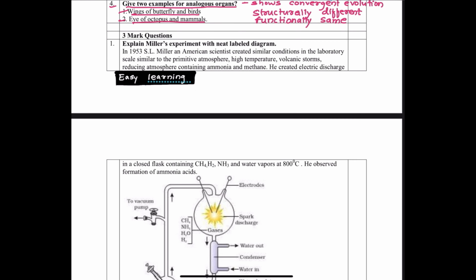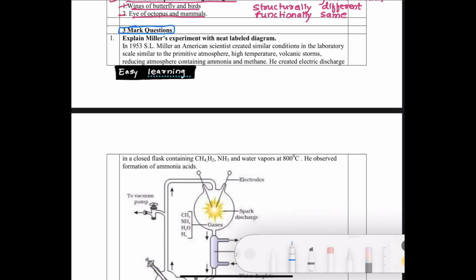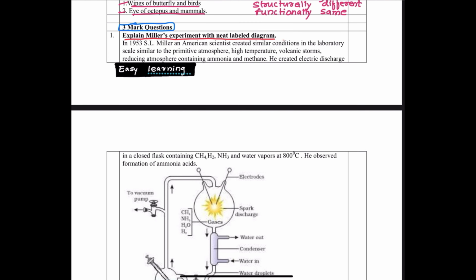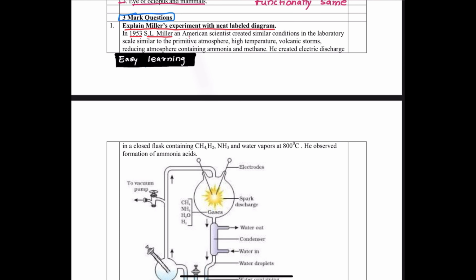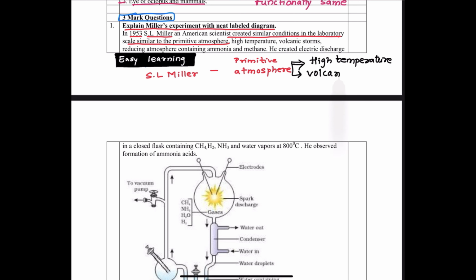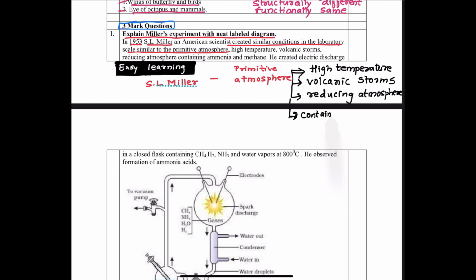3 mark question. First one, explain Miller's experiment with a neat labeled diagram. In 1953, S.L. Miller, an American scientist, created a setup in a laboratory similar to the primitive atmosphere. The primitive atmosphere contained high temperature, volcanic storms, and a reducing atmosphere, meaning no oxygen, and it also contained gases like ammonia and methane.